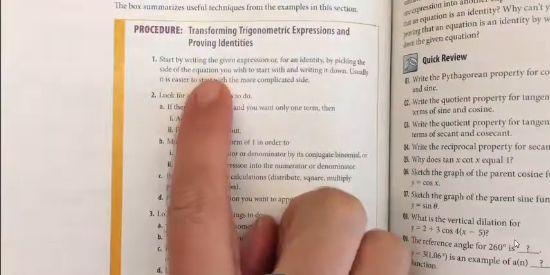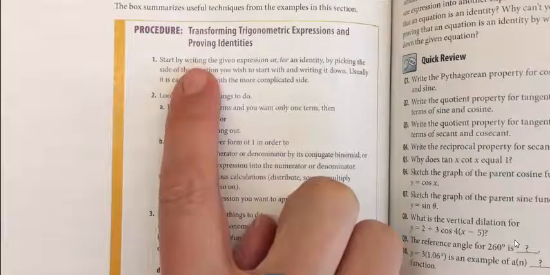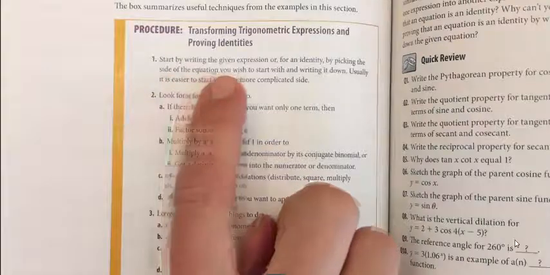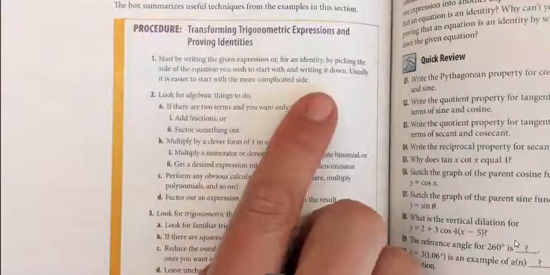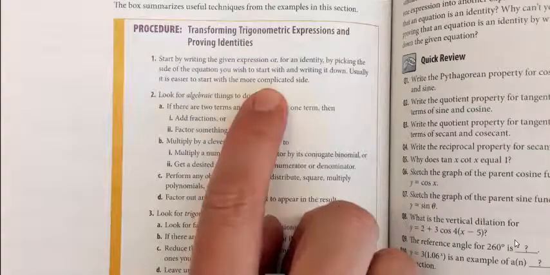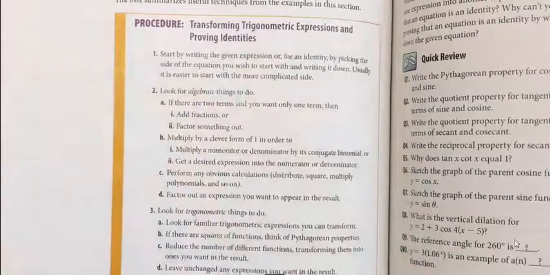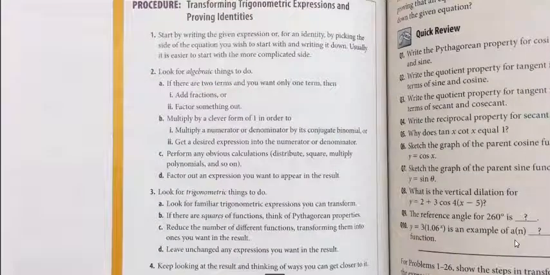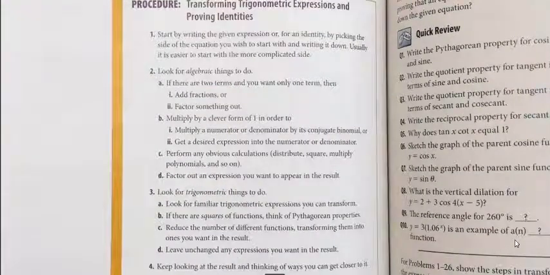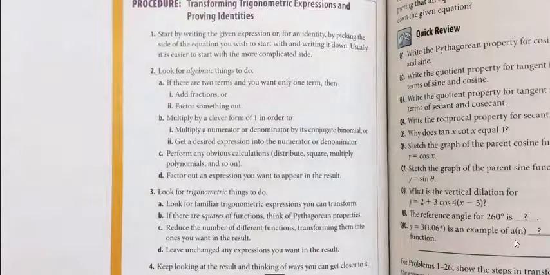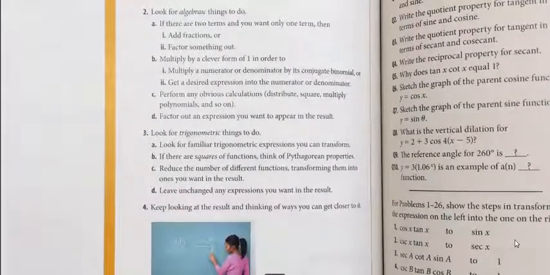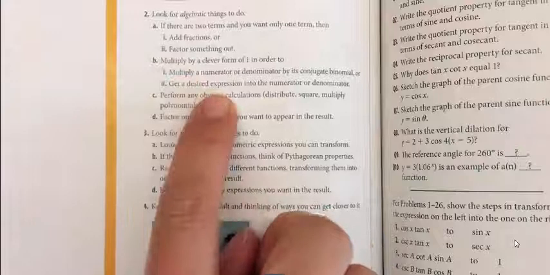I'm not going to read all of this to you, but basically, write the given expression or identity, then pick a side of the equation that you wish to start with and write that down. Usually they say it's easier to start with the more complicated side. Then think to yourself, what are some algebraic things that I can do? In the last one, we double distributed. Maybe you're going to have to factor. These get kind of crazy too. Watch, we'll start factoring some of these things and it'll be a lot of fun. So think about any algebra that you can do.